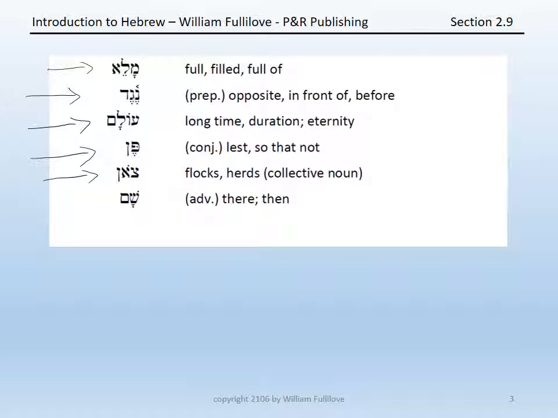Tzon, the noun for flocks or herds. This is what we call a collective noun in that it is singular in form but indicates the whole bunch of animals in the flock or herd. And finally, the Hebrew adverb sham, meaning there or then.